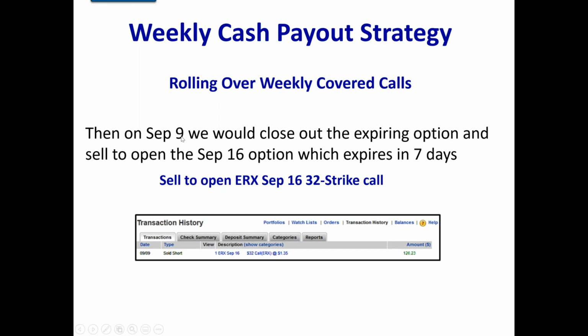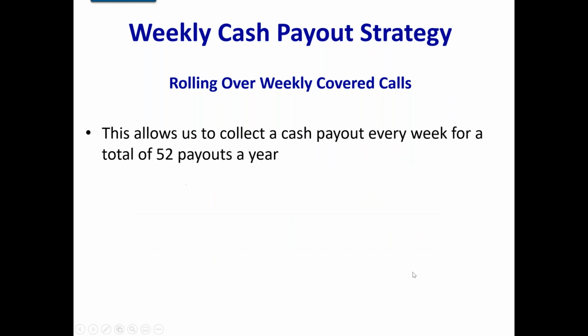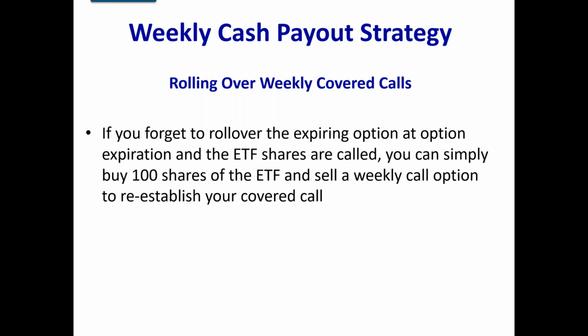We would close out the expiring option and then sell to open the weekly September 16th option, which expires 7 days later. So we sold the September 16th 32 call and we received $126 in cash when we rolled that option over. So again, this allows us to collect these weekly cash payouts every week for 52 weeks over the course of a year.